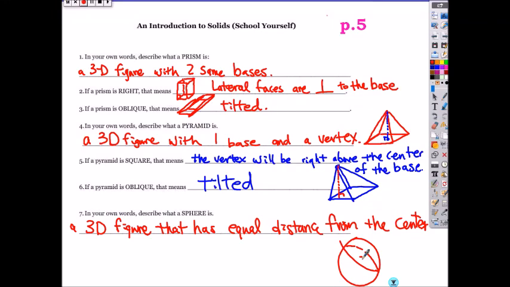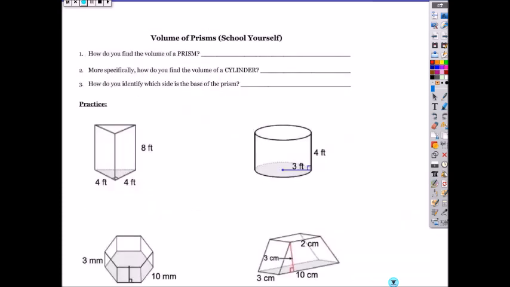So here we went over the prism, pyramid, and a sphere. Now today we're going to go ahead and find the volumes of the prism. So next page. How do you find the volume of a prism?